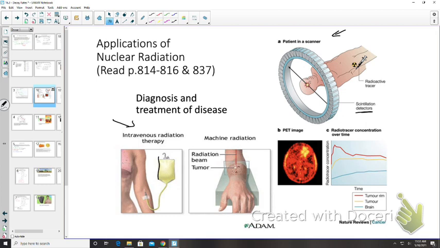Okay, so just a little bit of a background on a few applications of nuclear radiation. I would encourage you guys to read pages 814 to 816 and 837 in your textbook if you want a little bit more information on this.